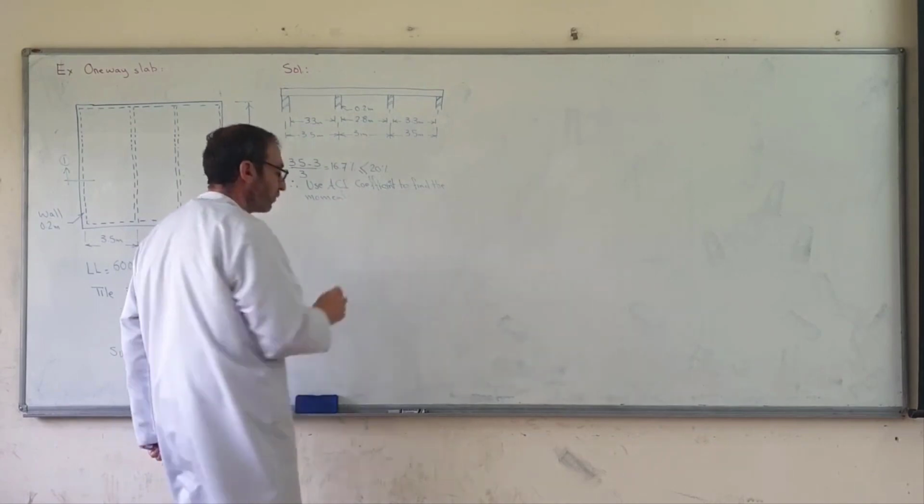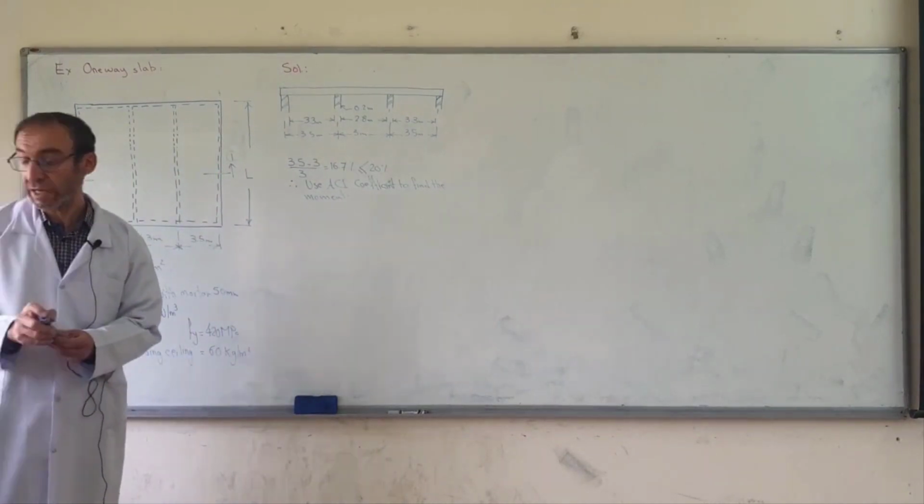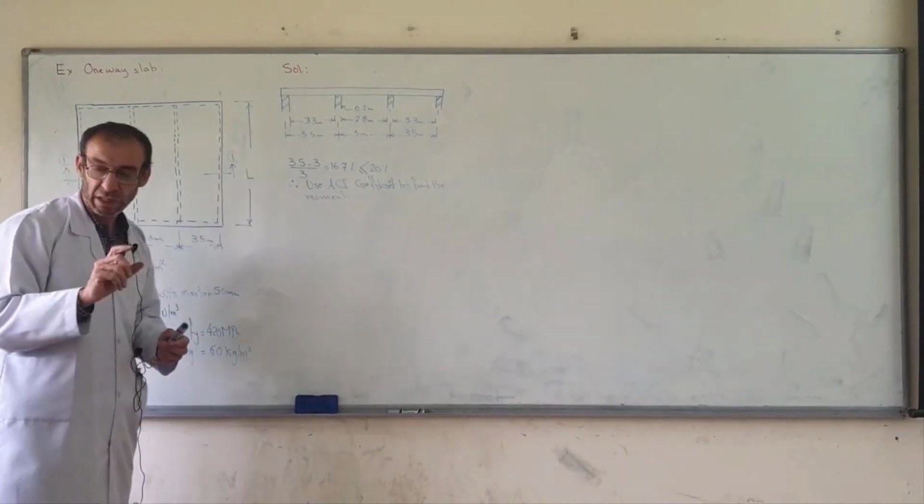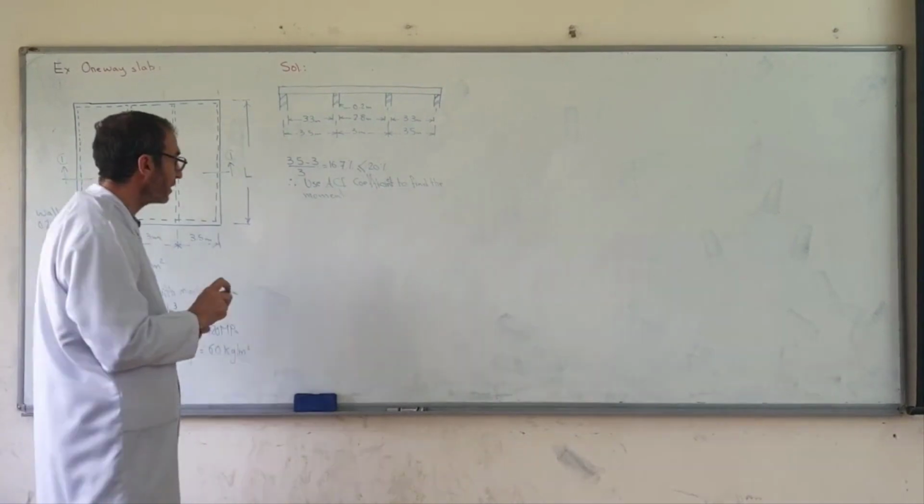Okay, good. Now the minimum h. I go to the limitation for ACI minimum h.